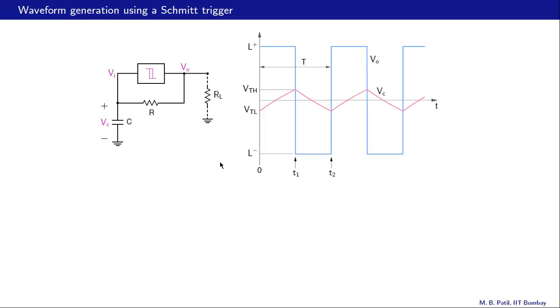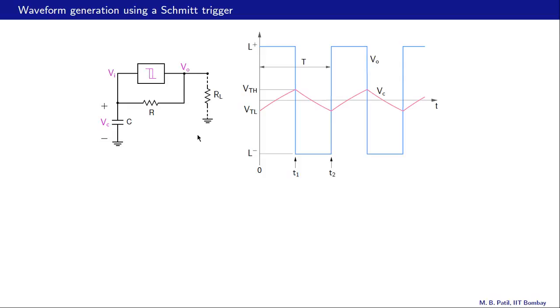Let us now find the period of oscillation. Here are the waveforms. VO going from L plus to L minus, and VI or VC going from VTL to VTH. If you recall, in the last example we had VTL equal to minus 1 volt, VTH equal to plus 1 volt, L minus was minus 5 volts and L plus was plus 5 volts.